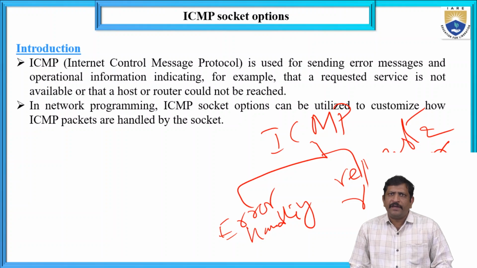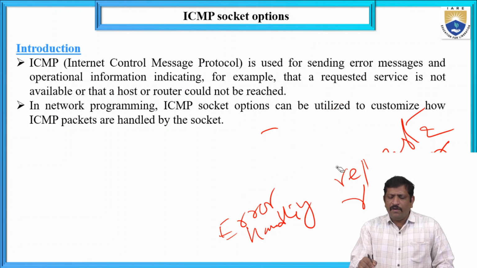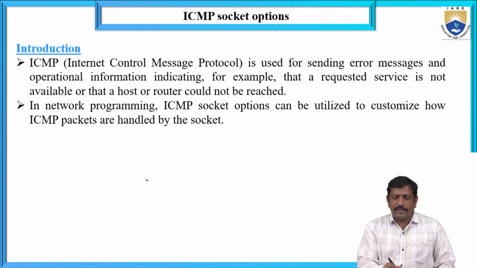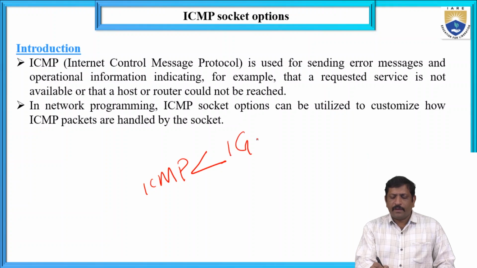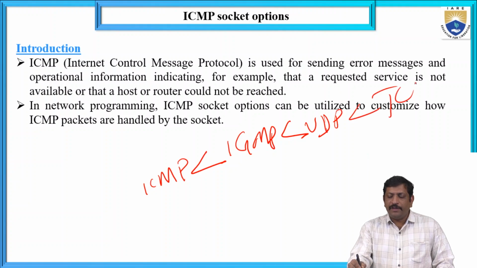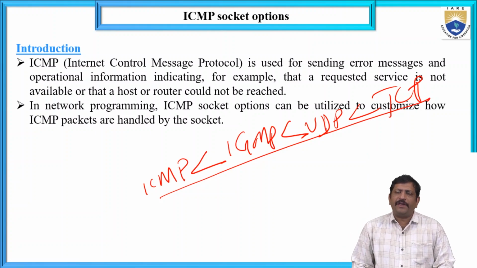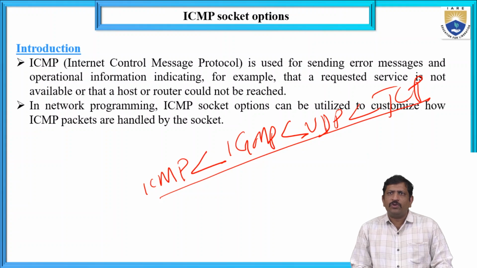Generally, in a communication, we are transmitting packets from source to destination. Along with other packets, we can arrange the protocols. ICMP is one of the protocols. There are a number of other protocols we can use, such as IGMP, UDP and TCP. The hierarchy is ICMP less than IGMP less than UDP less than TCP. These are the protocols we are utilizing while transmitting the packet from source to destination.